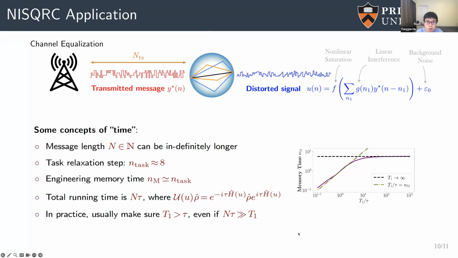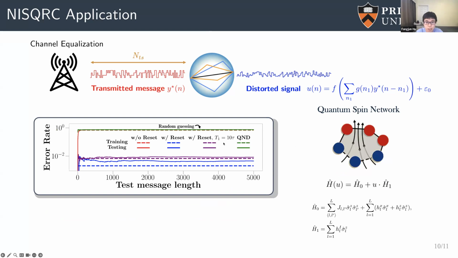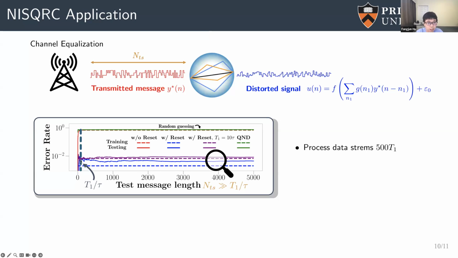Okay, so this is the numerics done in a 6-qubit quantum reservoir, and we plot the training and the testing error rate as a function of the test message length. You can see this is the T1 time. You can first look at the blue lines. This shows the training and the testing errors without any dissipation. And if you look at the purple lines, they're exactly the training and the testing errors with dissipation. You can see they don't differ too much. It means that even if you add some moderate decay, which is around 10 times of each evolution unit, you can still make the NISQRC algorithm work.